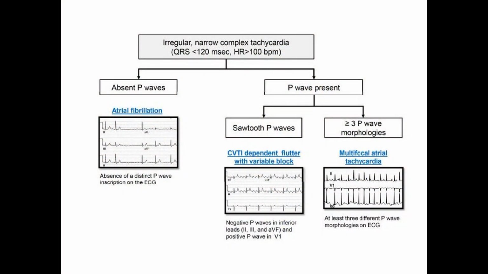Something that has 3 or more P wave morphologies is what we define as multifocal atrial tachycardia. That means these sites of firing in the atria are coming from different sites, with different P wave signatures on the EKG, thus clueing us into this tachycardia. Here the object is to treat the underlying cause. Most likely it's going to be a respiratory or lung disorder.